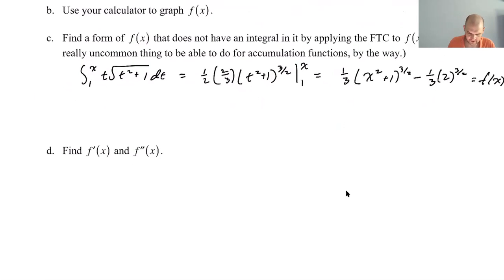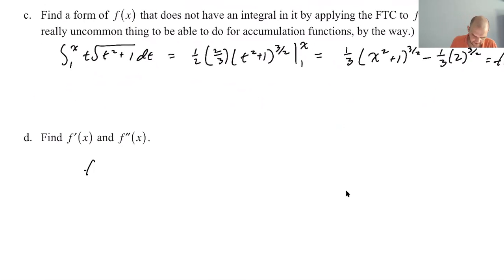All right, let's find f prime. So f prime of x is, well, the derivative of this is 0, so that's just gone. This, I'm going to bring down the 3/2, so I get 1/3.